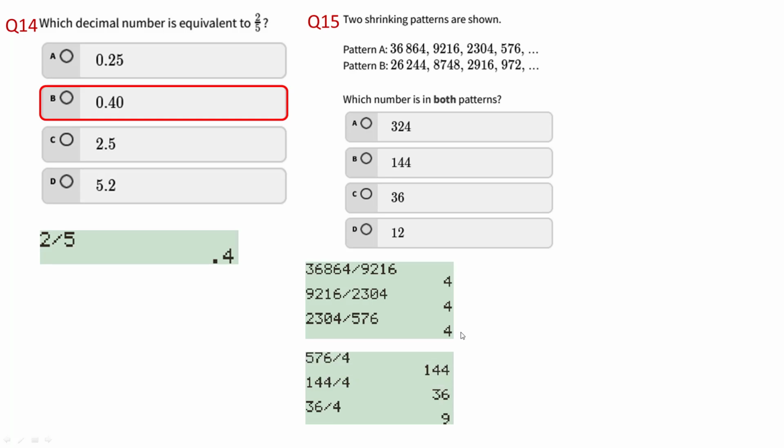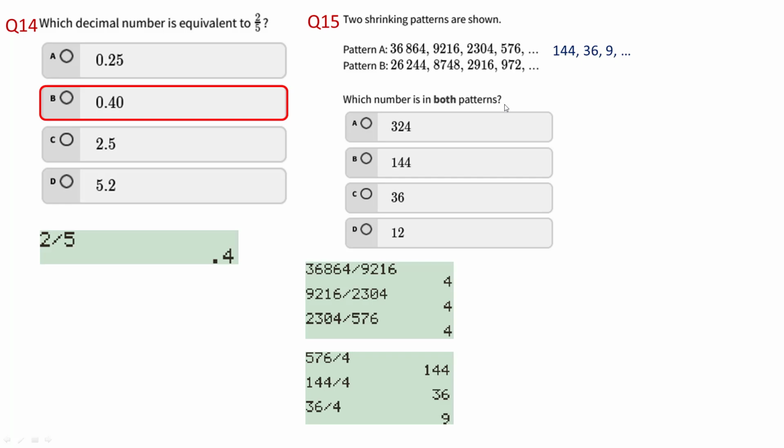So if I keep on dividing by 4, if I take the 576 and divide it by 4, I get 144, so that's the next number. And if I take that and divide it by 4, I get 36, that's the next number. And divide by 4 again, get 9, that's the next number. So that's the next 3 numbers in the pattern A.